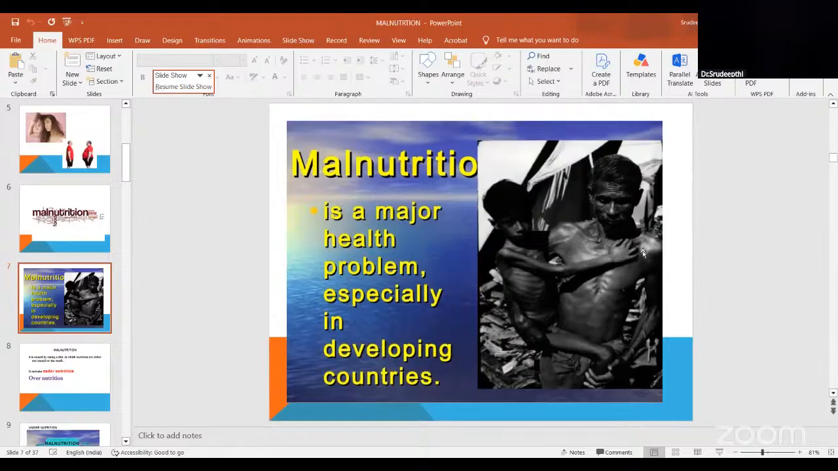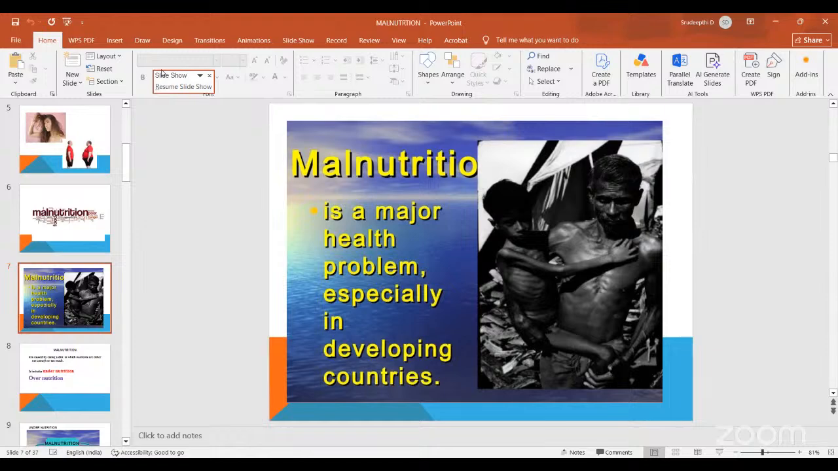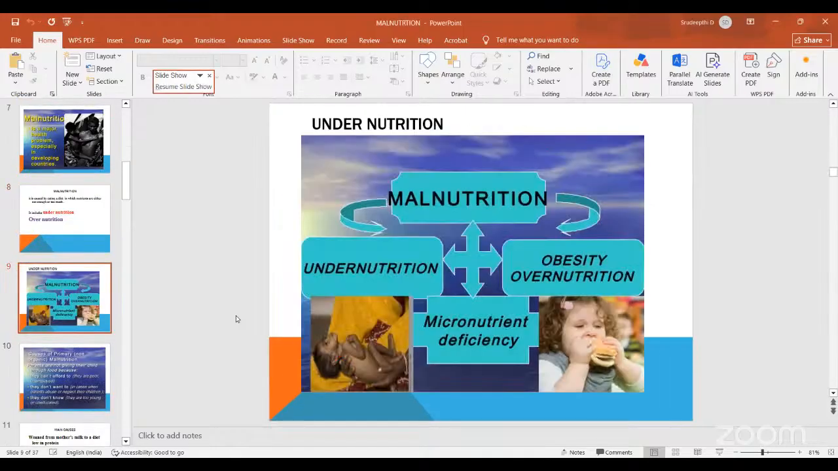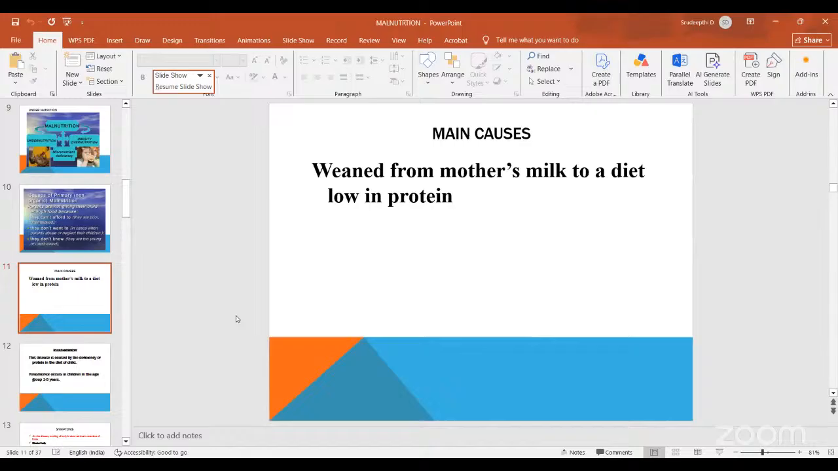Malnutrition means less intake of the nutrients or more intake of the nutrients, that is, essential nutrients only: carbohydrates, proteins, fats, vitamins, and minerals. It is related. So malnutrition is a major health problem, especially in the developing countries.